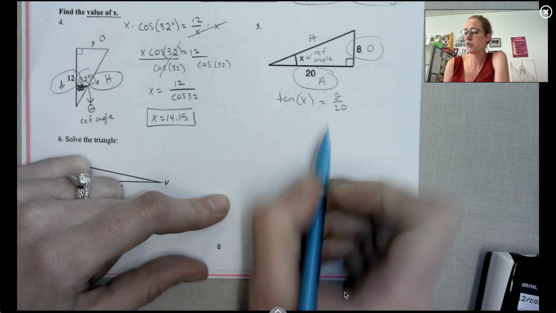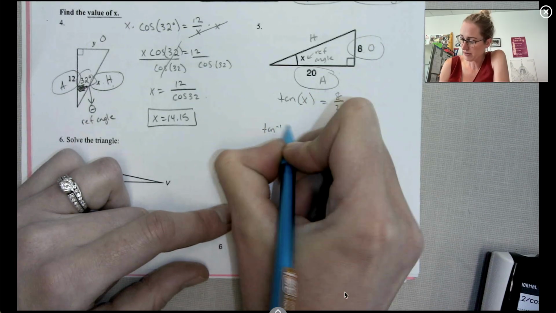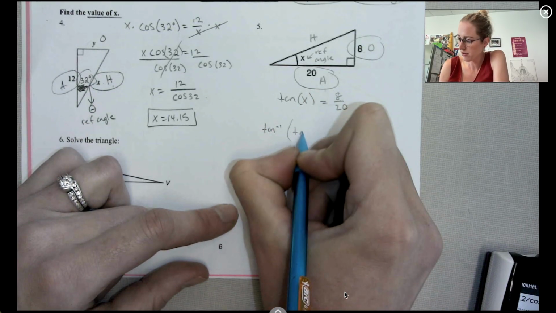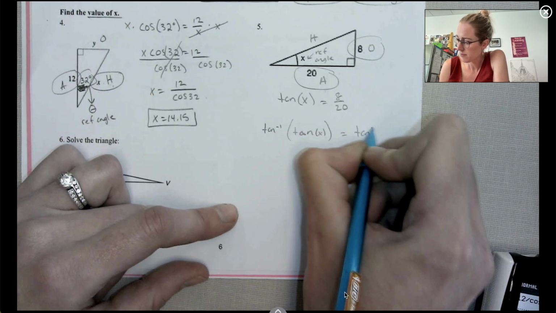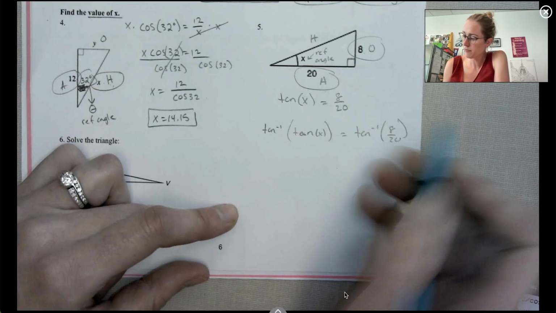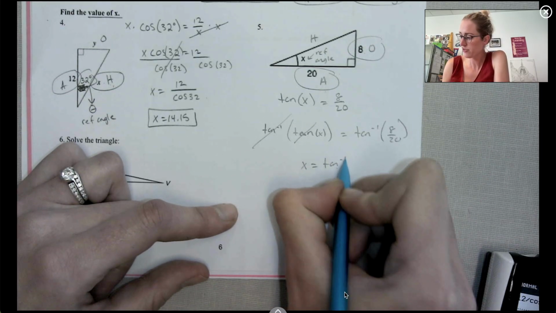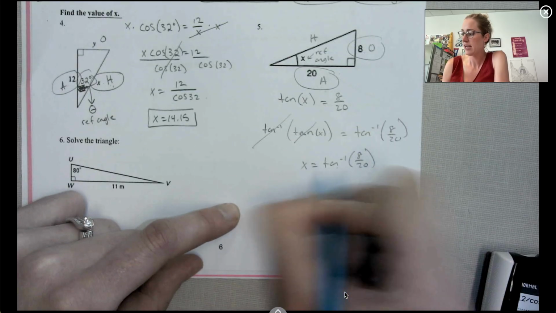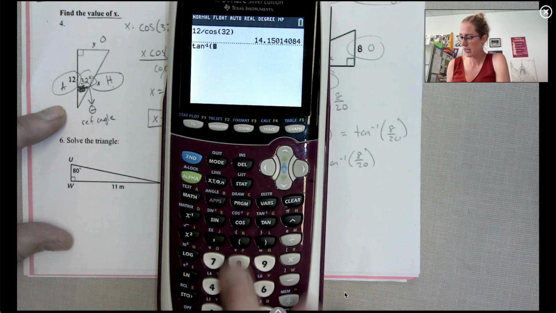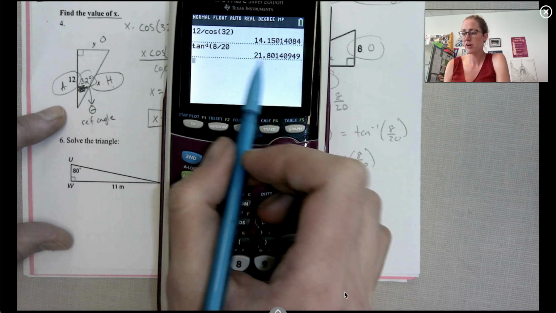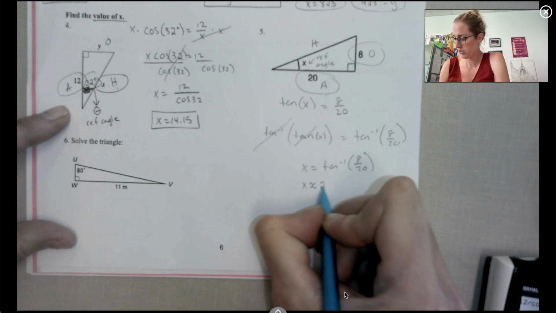Okay, so what I'm going to do, you guys, I need to get rid of tangent. So the opposite of tangent is tangent inverse. So we're going to take tangent inverse of both sides. Okay, so tangent inverse and tangent cancel. And we're left with x equals tangent inverse of 8 over 20. I type that into my calculator. Second tan to get tangent inverse, 8 divided by 20. Typically, we rounded these ones, you guys, to the nearest whole number for angles. So x is approximately 22 degrees.